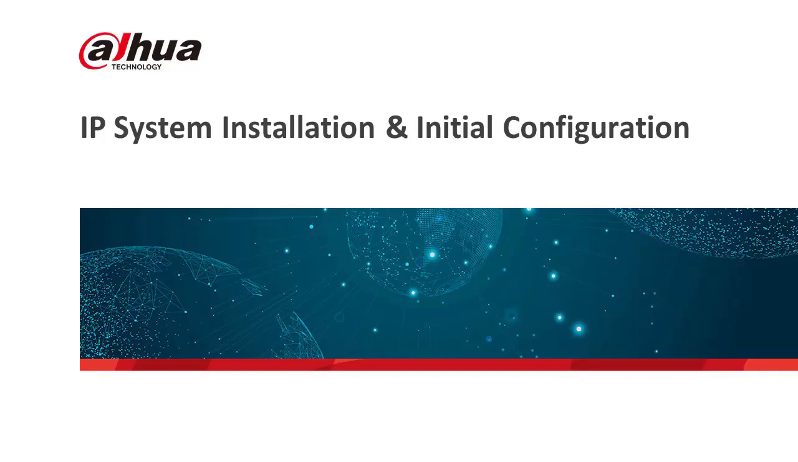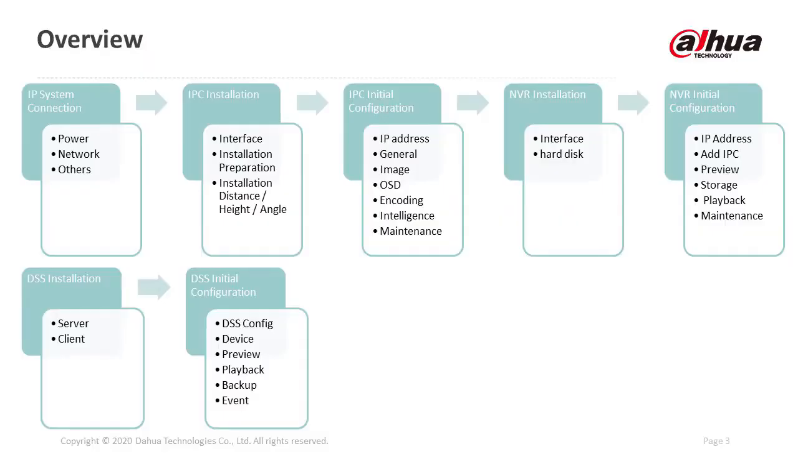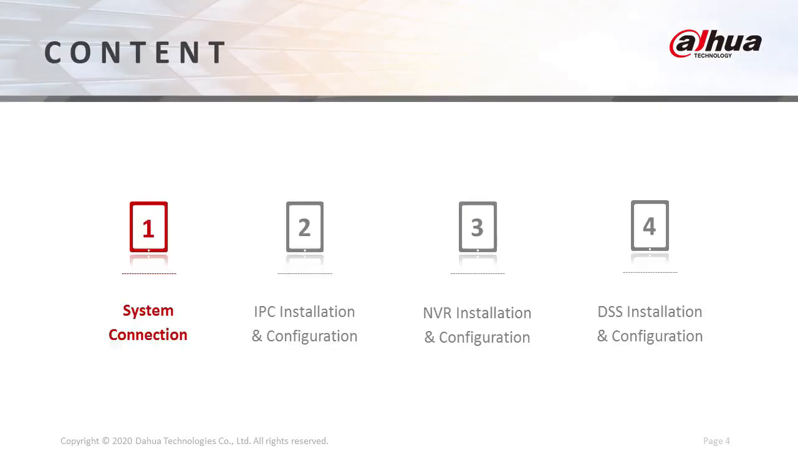Hello everyone. This course is about IP system installation and configuration. To realize the IP system configuration, the operation steps are shown in this chart. The first part is to connect the system, and then take installation and configuration of IPC, NVR, DSS. So our course will also be divided into these parts.